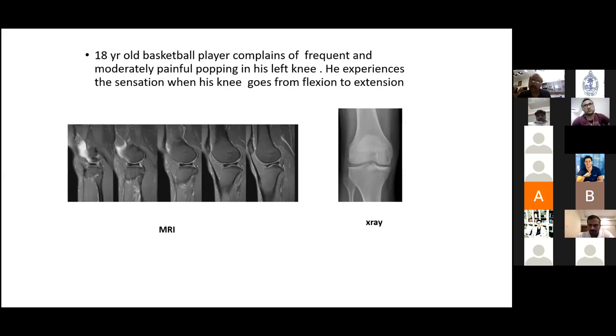Then on table you look for your extension and flexion opening, and on table you decide whether you have to go in for a repair. So if you find an opening after ACL repair, both in flexion and extension, you go for an MCL repair immediately.